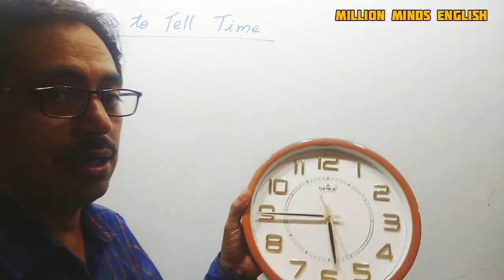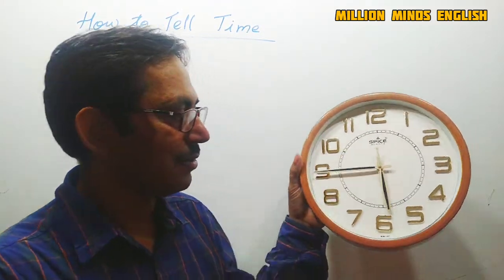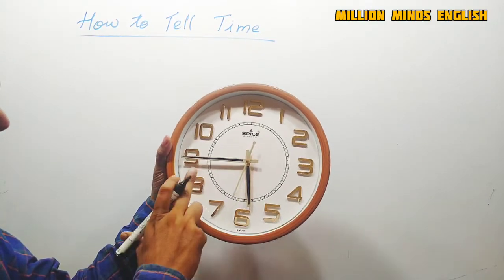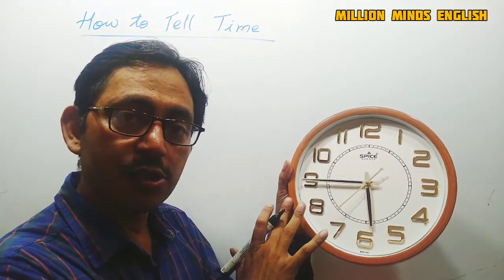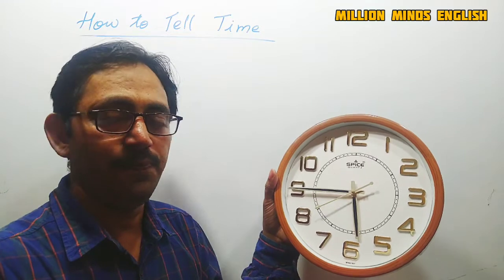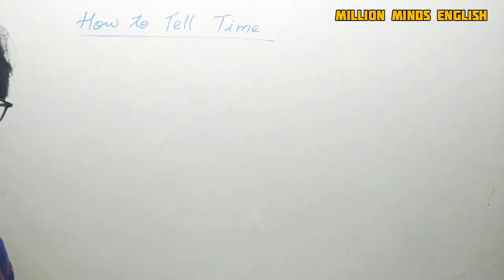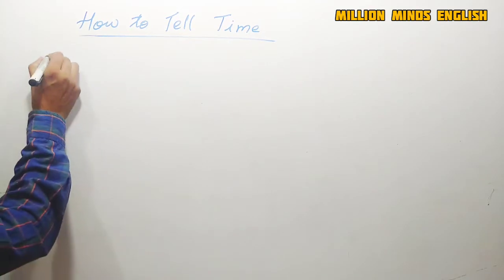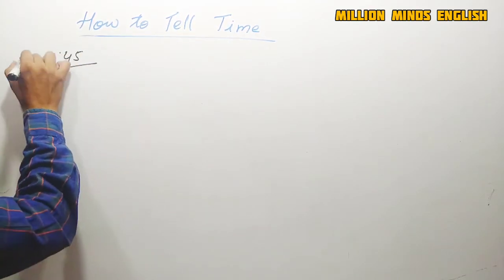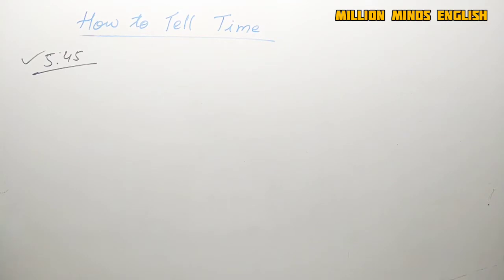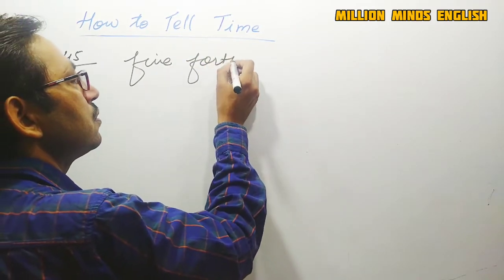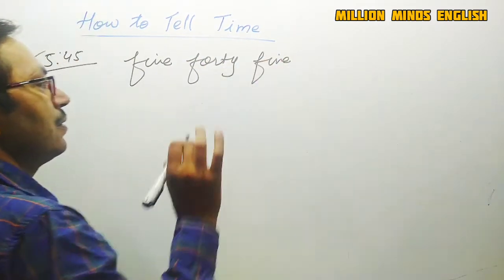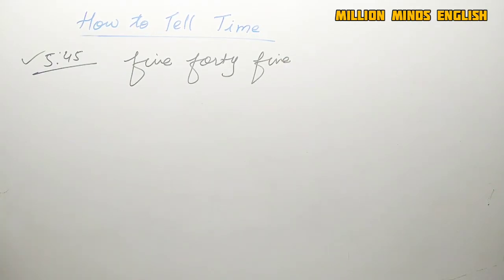Yes, friends. What's the time now? It's 5:45. Clear? In Hindi, you will say 5:45 और 5:45. Clear, friends? And in English, what phrases will we use? The time is 5:45. Clear, friends? So you can say it's 5:45. 5:45 means 45 minutes after 5 o'clock.